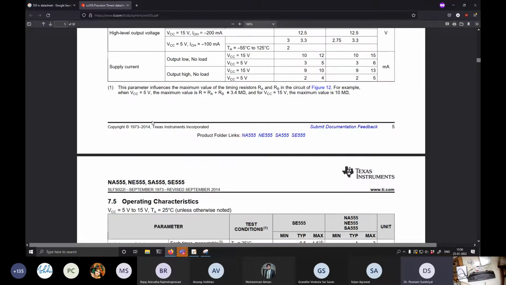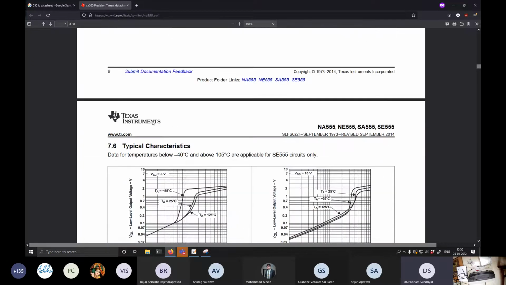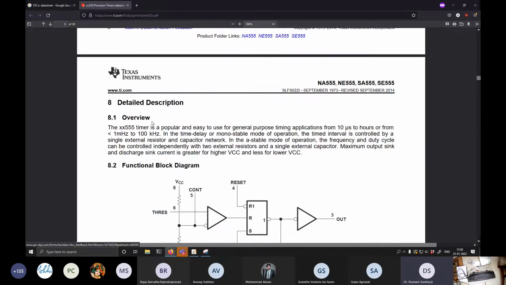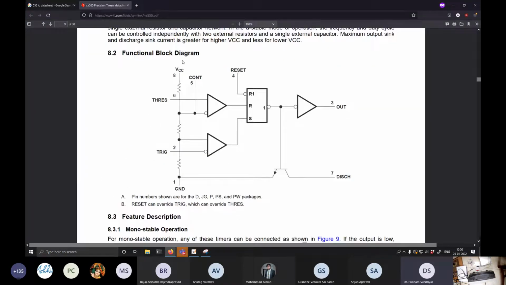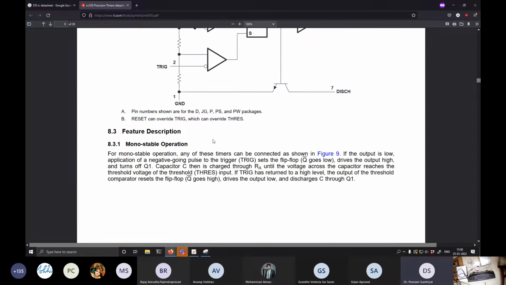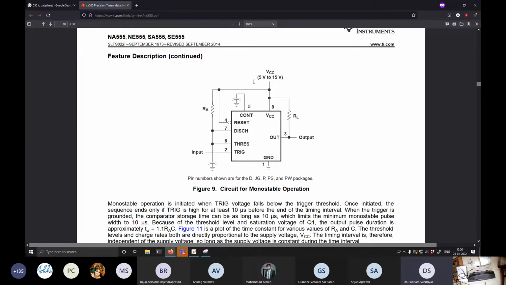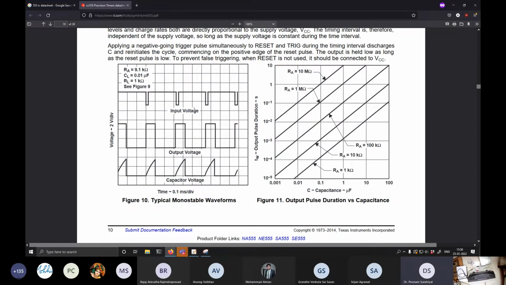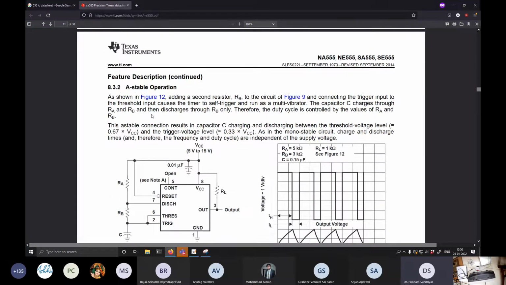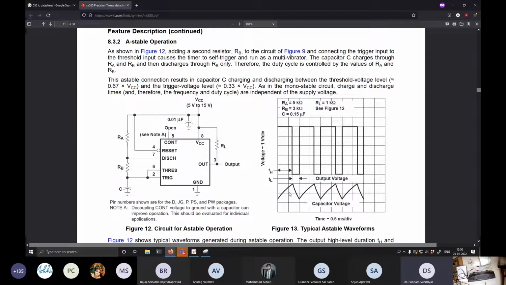So for now, forget about this. In fact, we don't need all this. I will discuss the functional block diagram as I have drawn it, but you will see it's literally the same thing. And they have given some sample circuits which you can use as a monostable operation. These are the waveforms you will obtain using the oscilloscope as well. There's the astable operation, the same output voltage you will be able to obtain, and we will discuss this circuit.